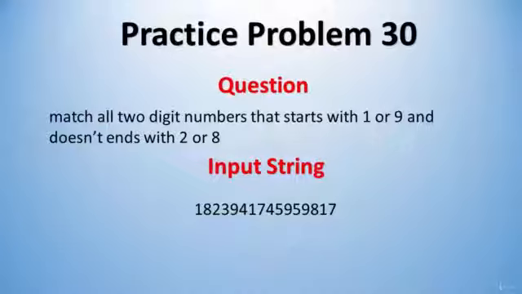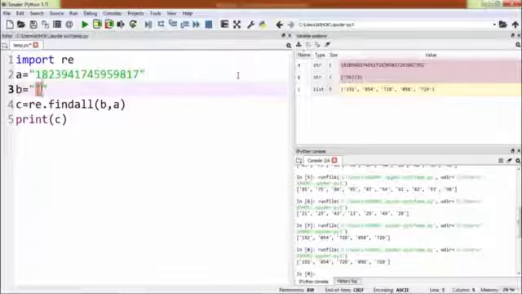The next question is we must find all the 2-digit numbers that start with 1 or 9 and don't end with 2 or 8. So the first digit should be 1 or 9, and the last digit should not be 2 or 8.